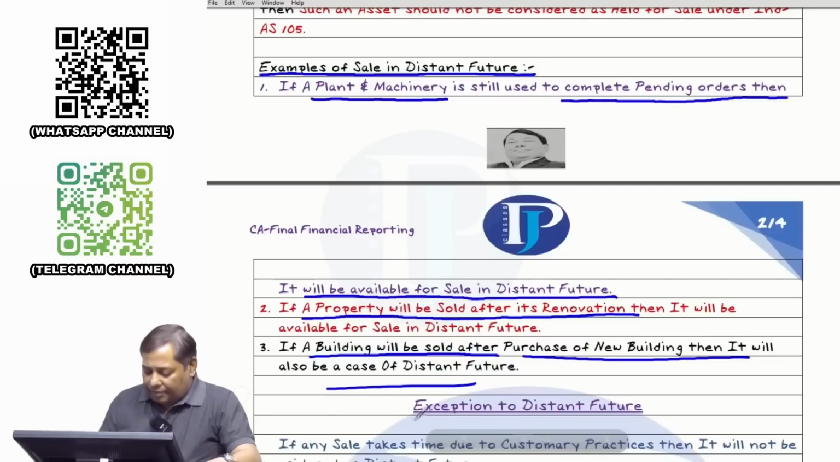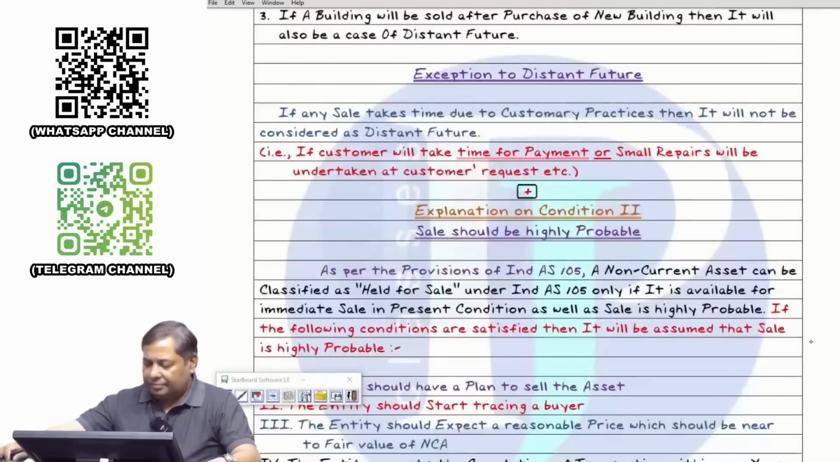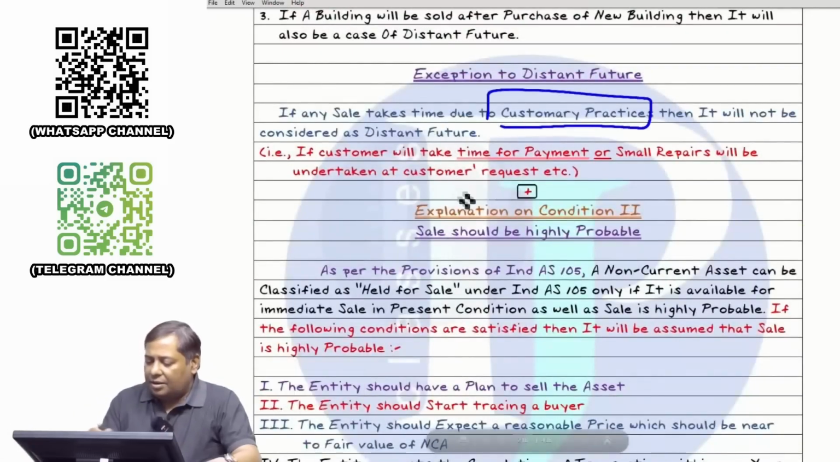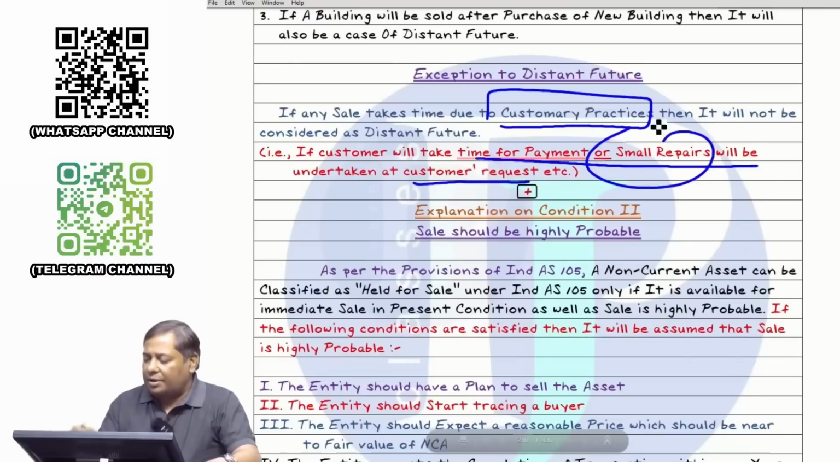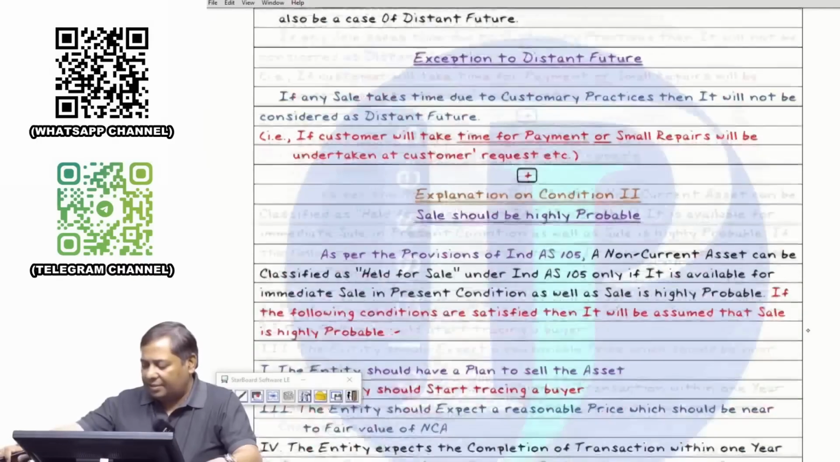Then I told you the exception about the distant future. Routine things. In your customary practice, if there is a small request from a customer, you make a small repair. So this is a common thing. Don't call this distant future. Then I explained the second condition. Sales should be highly probable. I had explained these 5 points to you.